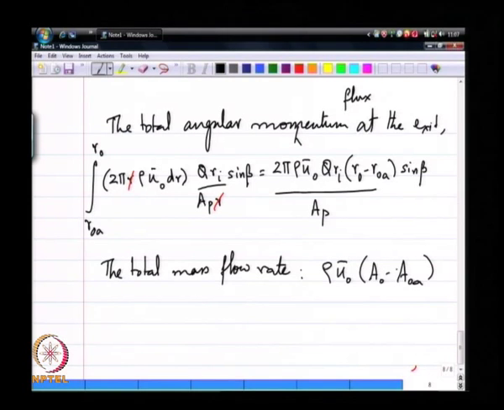This is just the cross sectional area available to the fluid flow, a 0 minus a 0 a, times u 0. It is like the basic definition of mean axial velocity. So, therefore, if this is the total angular momentum that is being carried out by this mass flow rate, the angular momentum divided by the mass flow rate is like the mean swirl velocity.